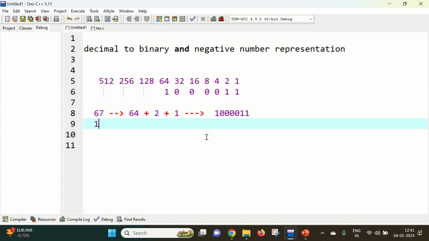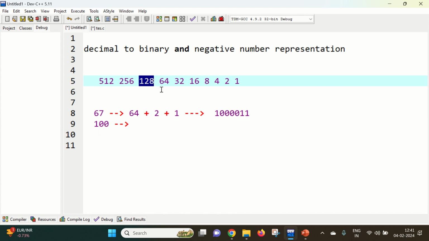In the same way, suppose I want to convert 100. This is another example. I want to convert 100 into binary. In that case, we have to represent 100 as a sum of these numbers. 100 comes somewhere between 128 and 64. If I take 128, it is going to be more than 100, so I am taking only 64. So 100 is represented by 64 plus.